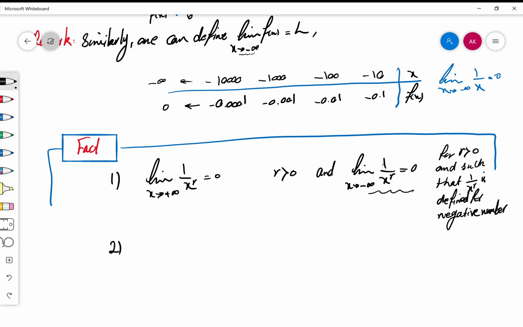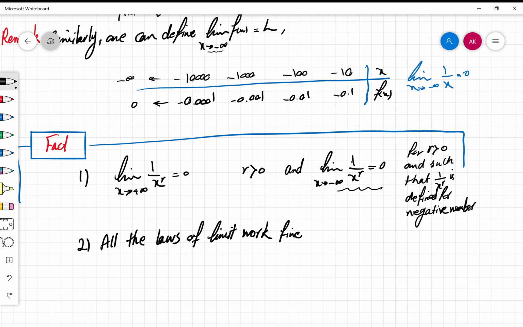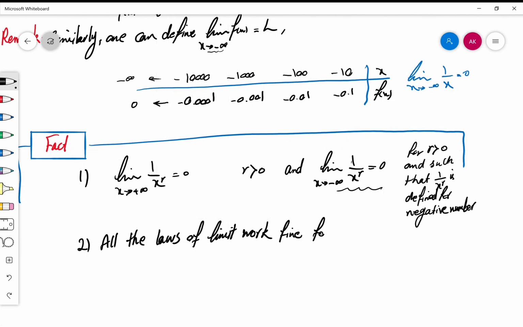But if it is defined, the limit will be 0. Then the second fact is that all the laws of limit work fine for limit at infinity.